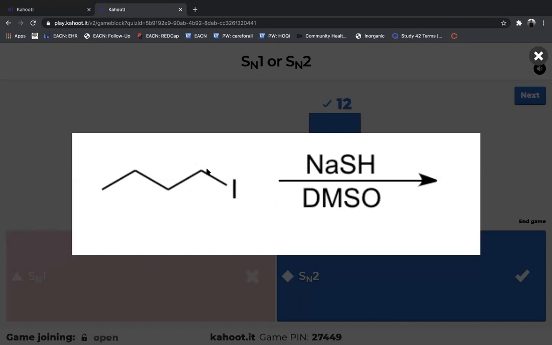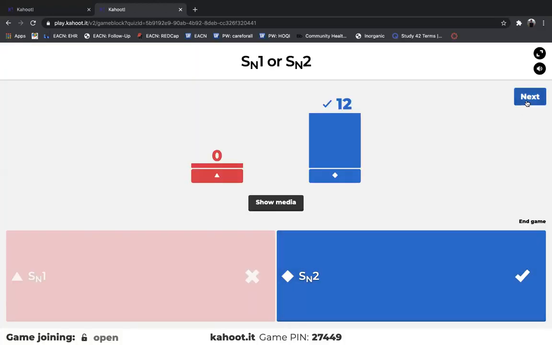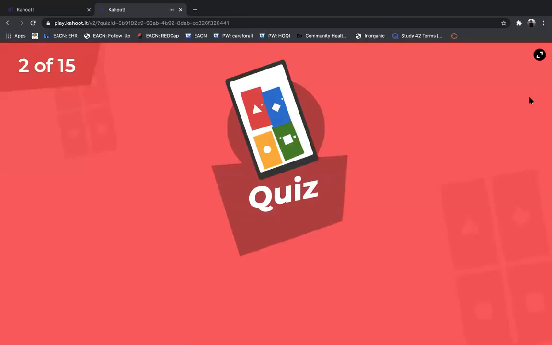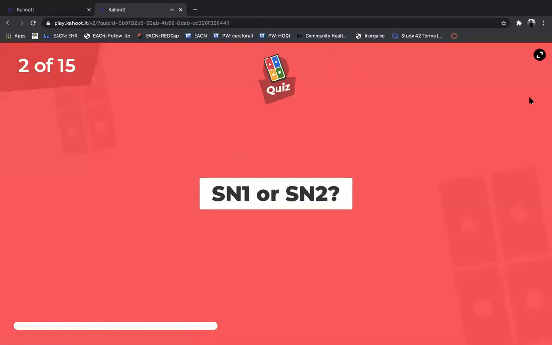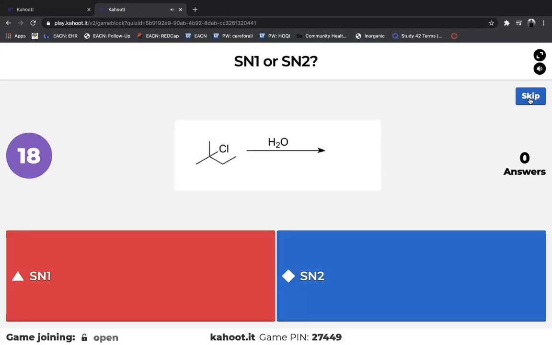Also, if you were to separate those two ions, sodium and the sulfhydryl group, sulfhydryl has a complete negative charge. We said negative charge things are good nucleophiles, so that is good for Sn2 conditions. And also, DMSO is a polar aprotic solvent. So again, more for Sn2. Good job. Awesome. All right, try this one.